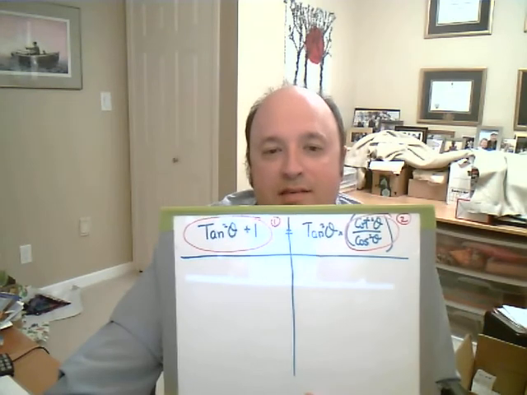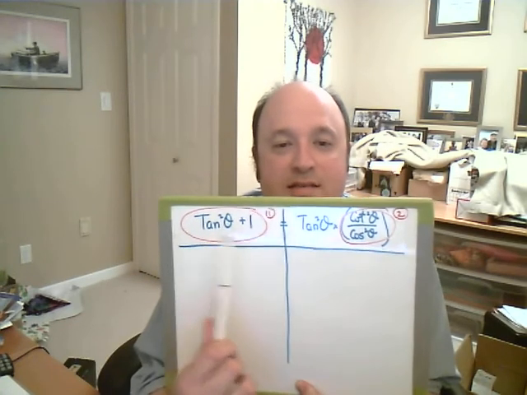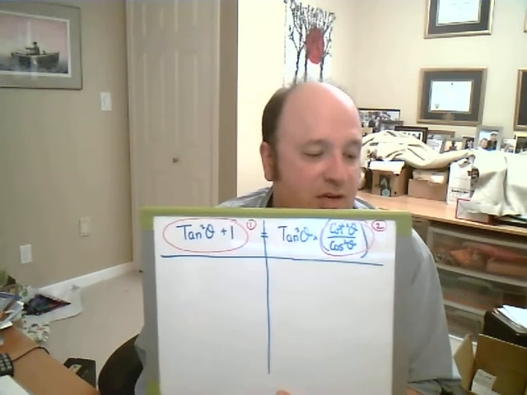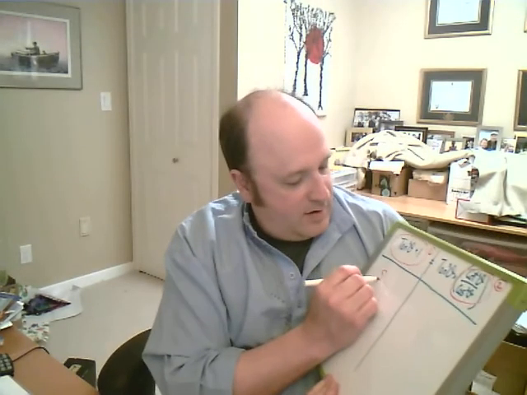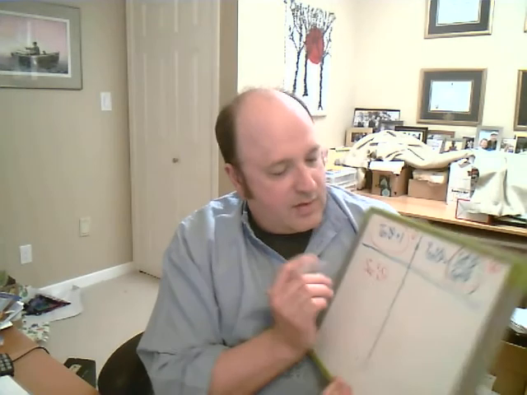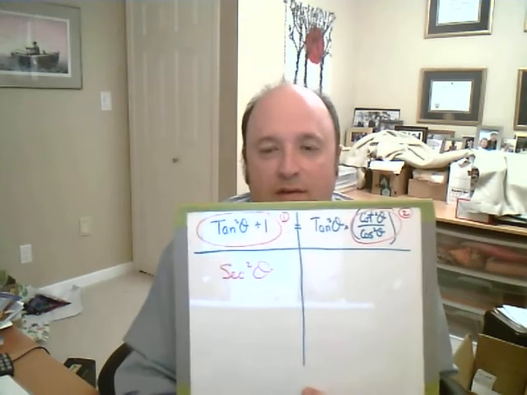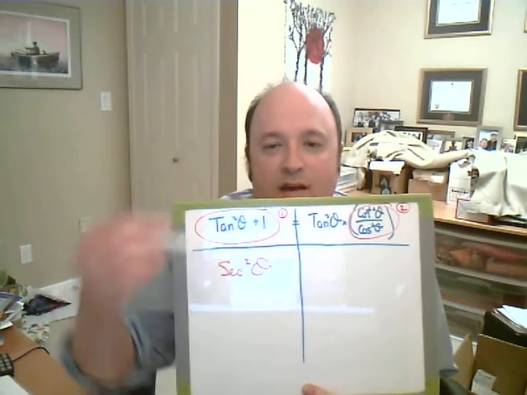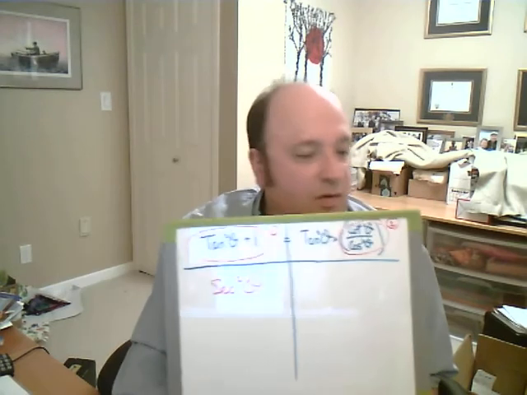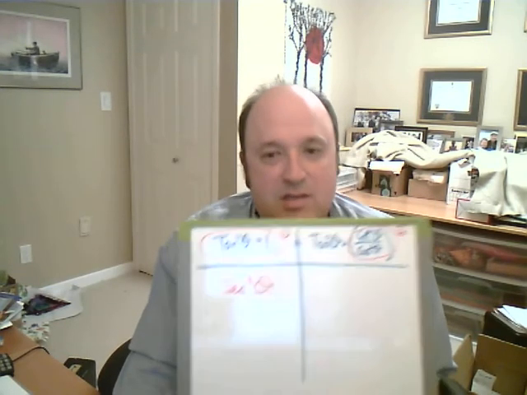So at first glance, I can notice that tangent squared theta plus 1 is a disguise for something else. And if you look at your sheet, tangent squared theta plus 1 is secant squared theta. So over here, I've got secant squared theta. That's what tangent squared theta plus 1 is. You've hopefully been keeping a little record of those details. And then over there, on the other side, cotangent divided by cosine. Cotangent divided by cosine is cosecant.